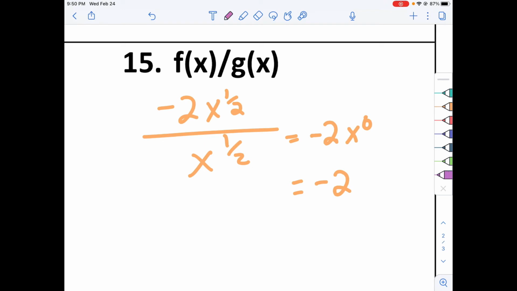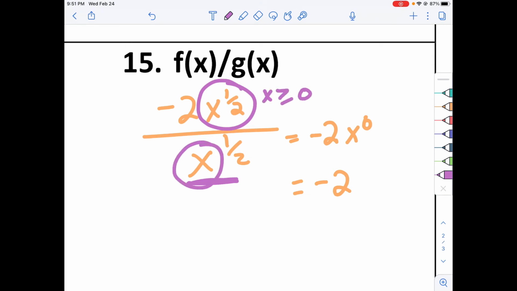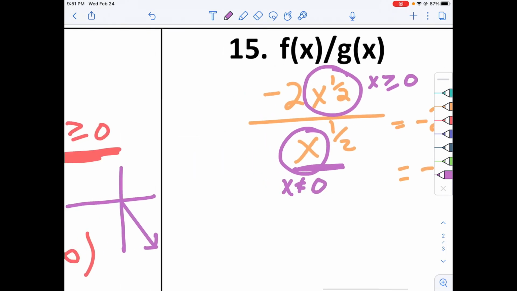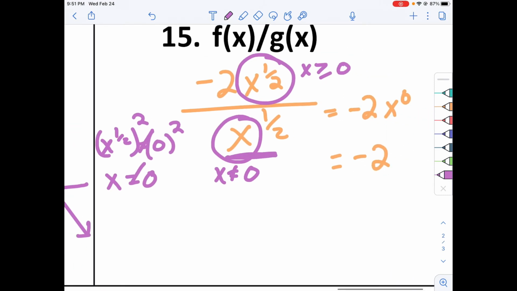The problem here is we have two restrictions. The first restriction being we have a square root. The second restriction being we have an x in the bottom. Square root tells us our x's have to be greater than or equal to 0. The x in the bottom tells us x cannot equal 0. We know that because if you set x to the 1/2 equal to 0 and square both sides, you get x is equal to 0, and that's what we can't have, all right?